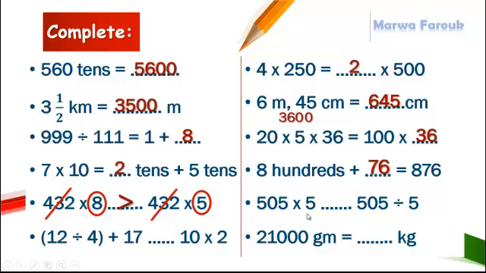The other one here, 505 times 5 and here 505 divided by 5. The numbers are all the same. So the difference is here it's times and here it's divided by. Which is greater, times or division? Times is greater than division.